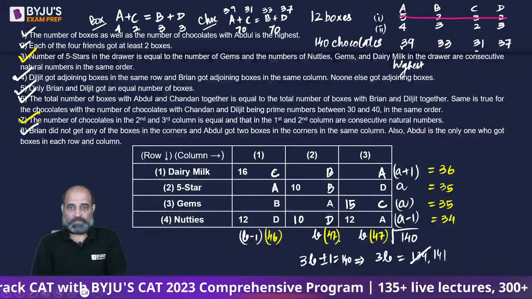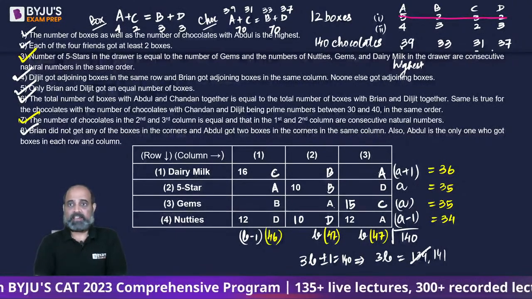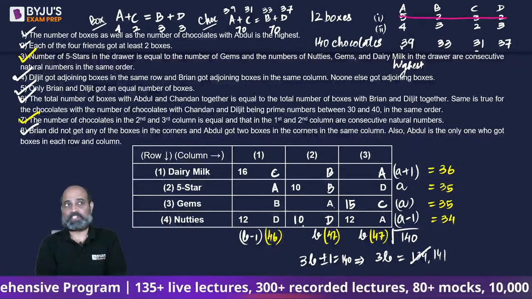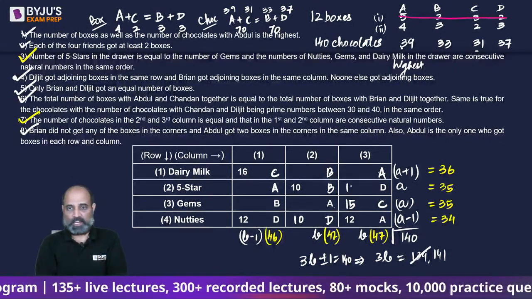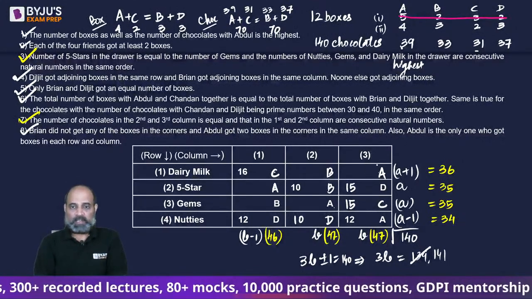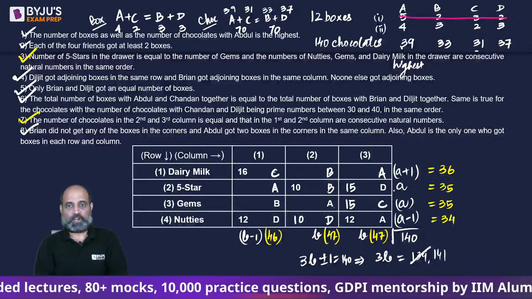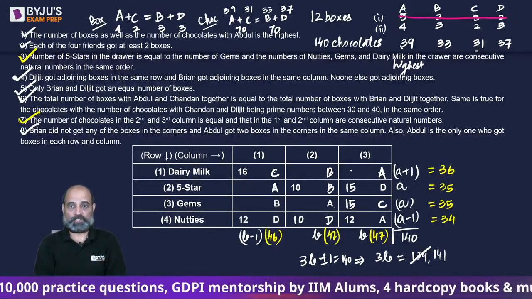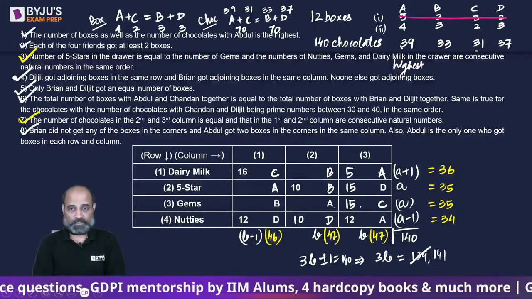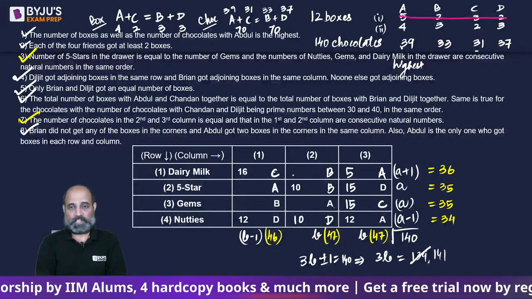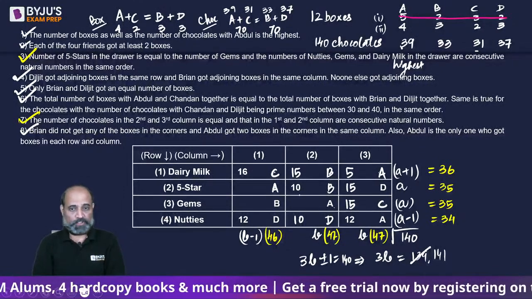Next, which one is filled? D. D should get a total of 37, out of which 12 plus 10, which is 22, we already have. So the last D should be 15. Now, the sum of the chocolates in the third column is 47, out of which 42 is already here. So this should be 5. First row sum should be 36, out of which 21 we already have. So this should be 15.